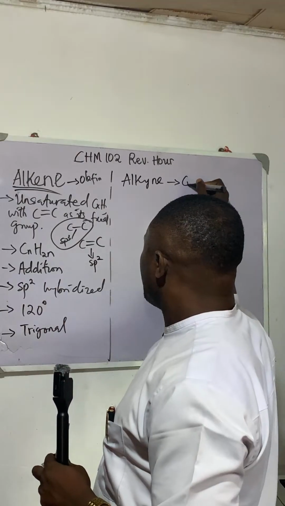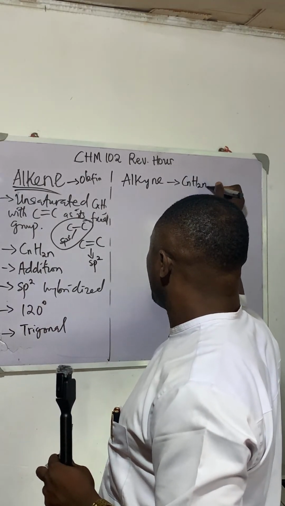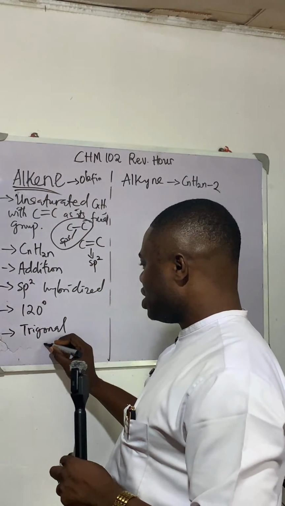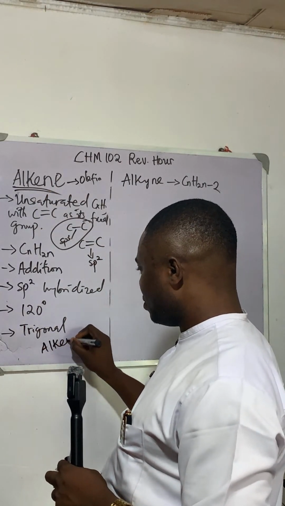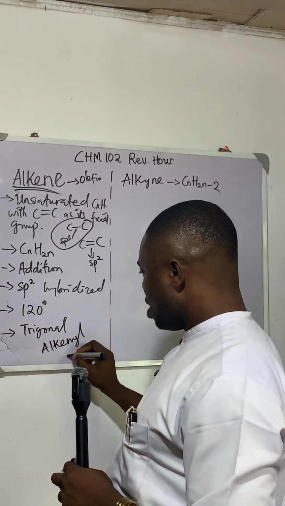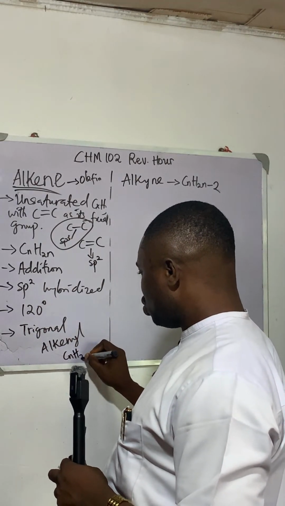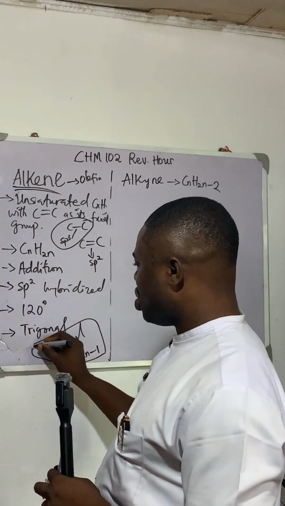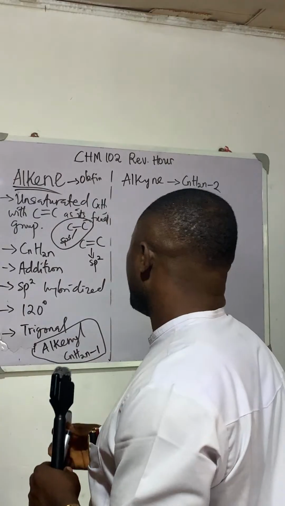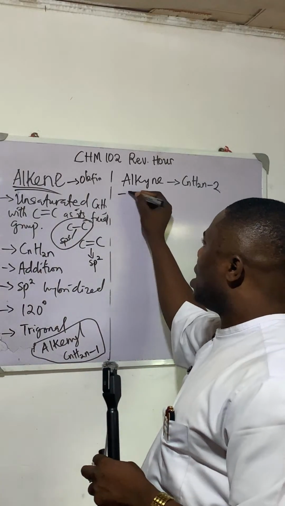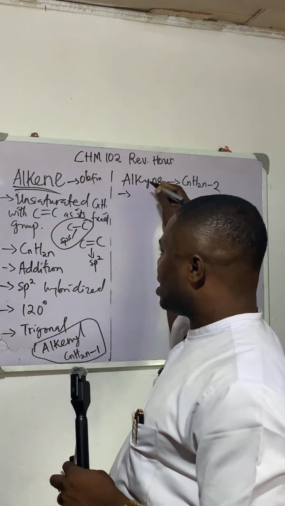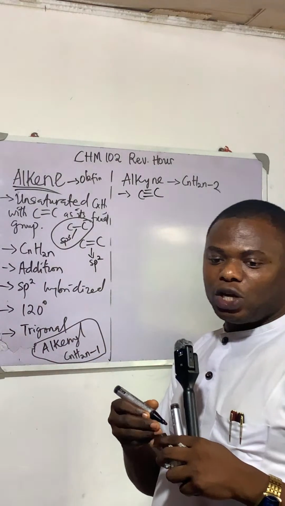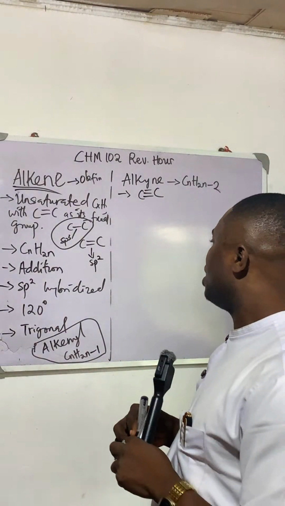For alkyne, of course, you have the general formula of CnH2n minus 2. Don't forget, alkyne that lost one hydrogen atom is called alkynyl, with the formula of CnH2n minus 1. It's an alkyne that lost one hydrogen atom. So this one is an unsaturated hydrocarbon with a carbon-carbon triple bond as its functional group.